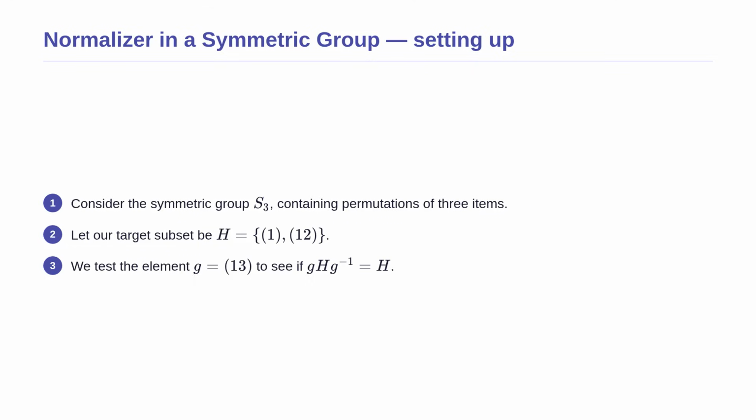Let us see how this set-wise fixing works in practice with a new problem. We are asked to find the normalizer of a subgroup H in the symmetric group S3, which consists of all possible permutations of 3 items. Our target subset H contains the identity and the permutation that swaps items 1 and 2. We will test a specific element, the swap of 1 and 3, to see if conjugating our set by it leaves the set unchanged. This approach will reveal if the element belongs to the normalizer.